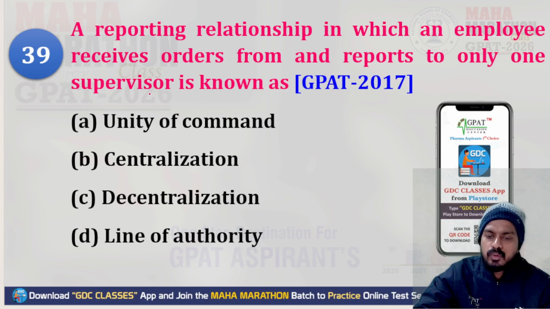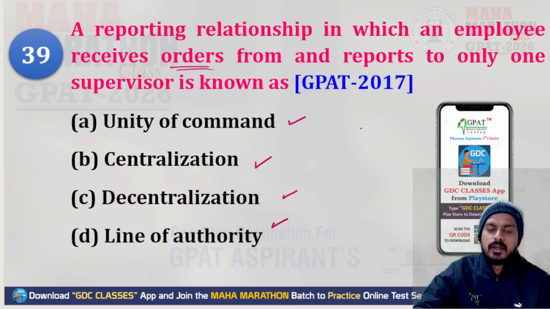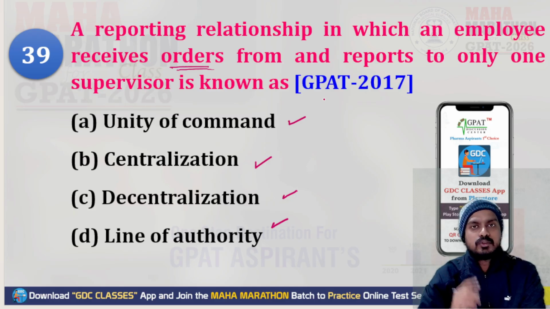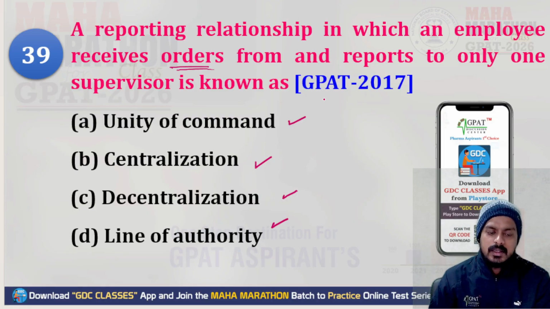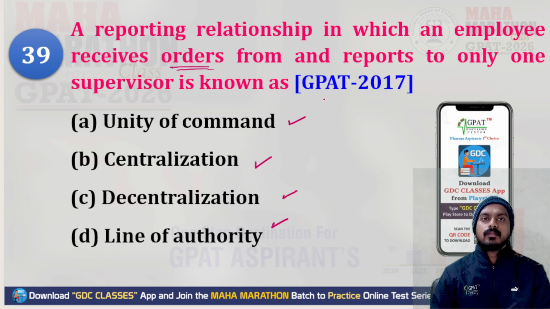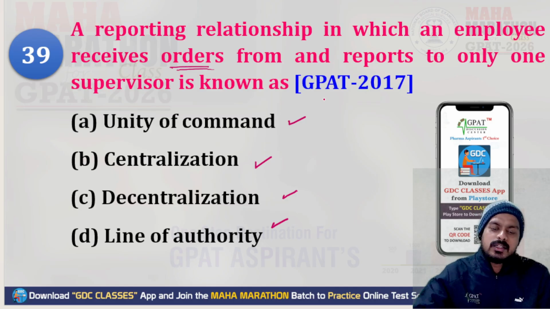Next question. A reporting relationship in which an employee receives orders from and reports to only one supervisor is known as unity of command, centralization, decentralization, or line of authority. When you receive orders and report to only one supervisor, that is called unity of command.